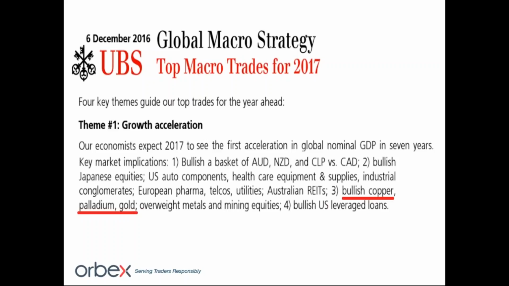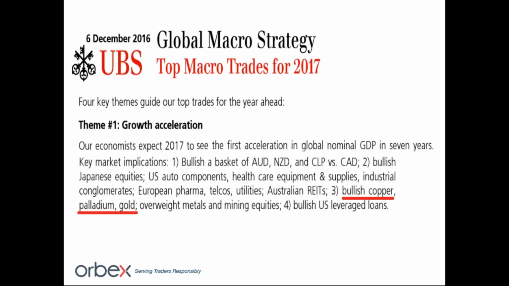But they're looking into precious metal itself. Number 3, bullish copper, palladium, gold, overweight metals and mining equities. Number 4 says bullish US leveraged loans. Again, all the debt, derivatives and everything else. These are things that we are expecting as well, a derivatives bubble.